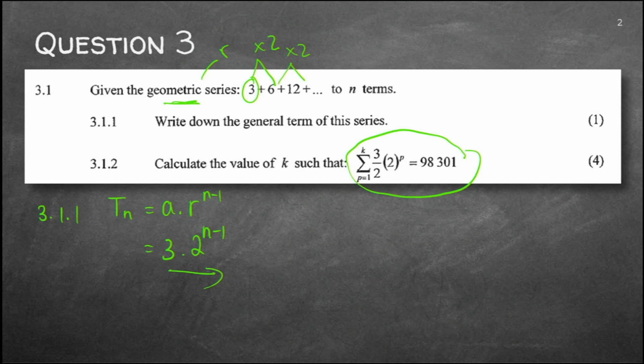So we have a sigma from p equal to 1 to k, where 3 over 2 to the power of p is equal to 98,301. So first things first, we need to get the value of k. Right, so let's start working this out.